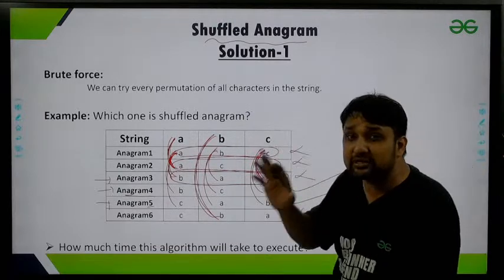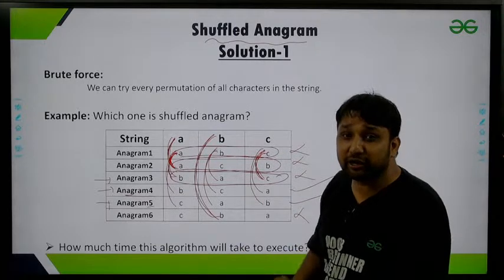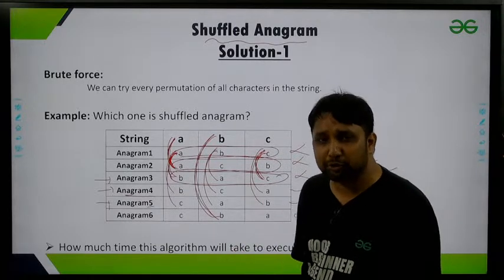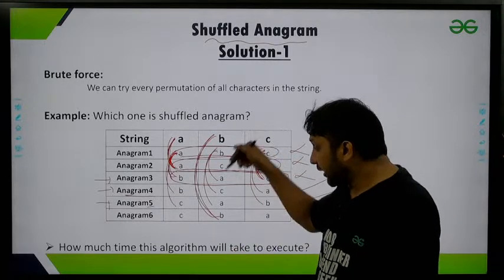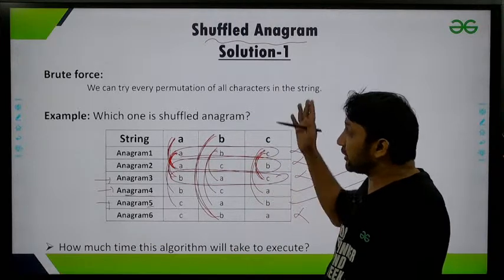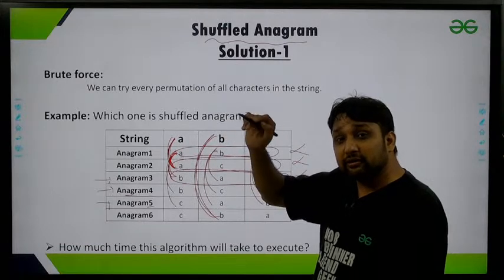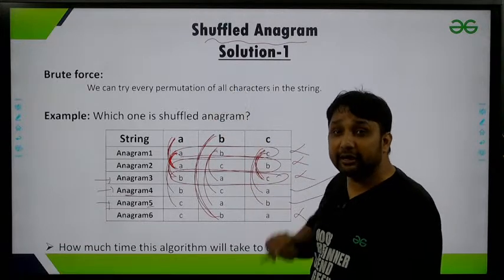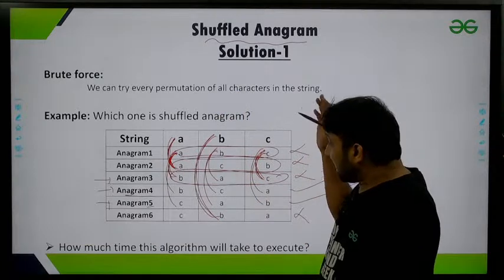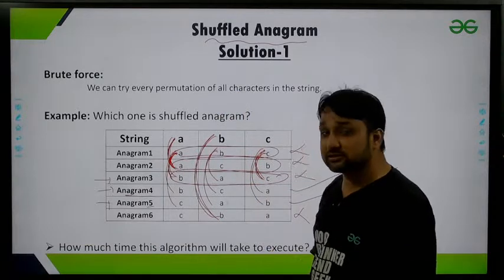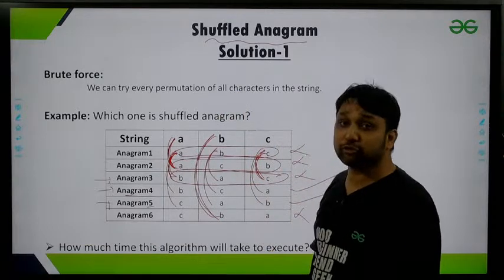So how is this brute force algorithm working? I will make all the possible permutations first, and then I will find out which one is satisfying my condition. Which condition? All string index values should not match the new string index values. So I will generate all the strings.